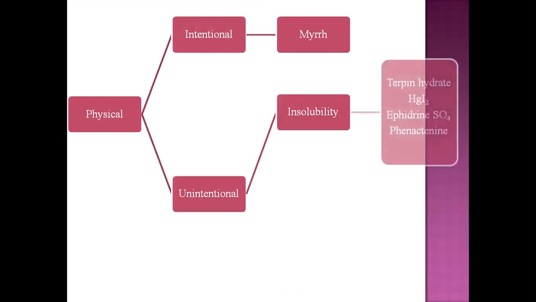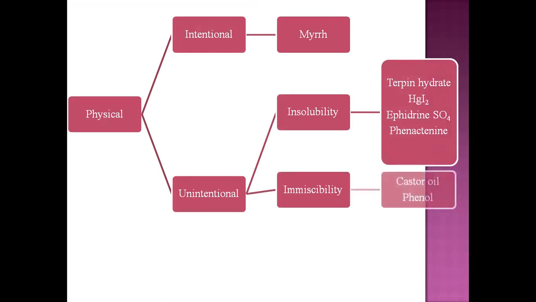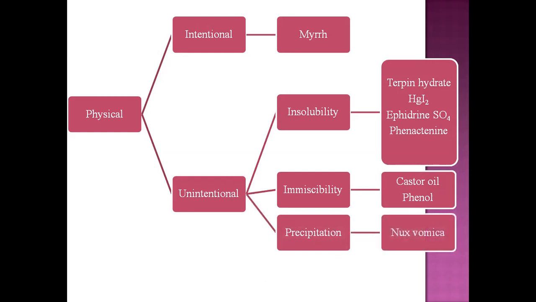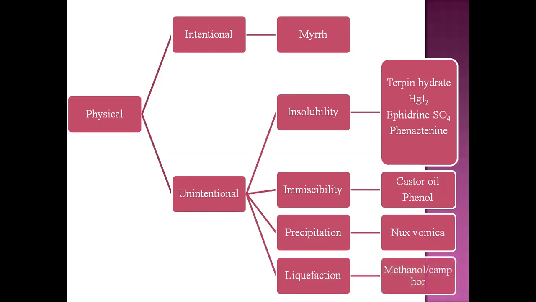Okay? This was the end of physical incompatibility. So it's intentional, example, MER. Unintentional: insolubility, example, terbine hydrate, silver iodide, ephedrine sulfate, and phenacetin to form a suspension. Immiscibility: that's castor oil in water and phenol in the presence of sodium sulfate. Precipitation: that's the tincture of Nux vomica. And finally, liquefaction: this is phenol, menthol, camphor, thymol, salol. These are all preparations that cause liquefaction, okay?